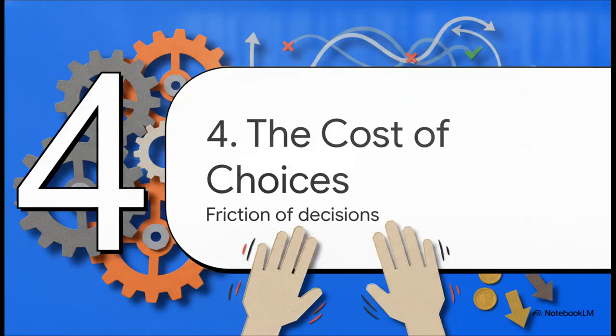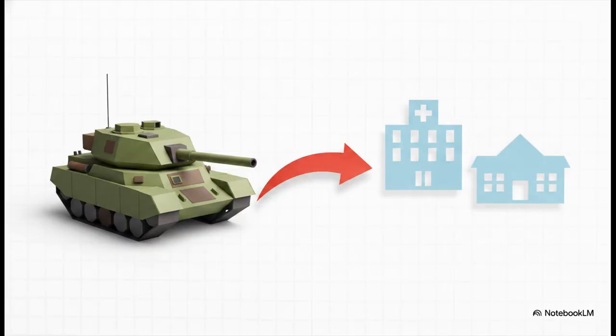Okay, Section 4, the cost of choices and the friction of decisions. Because of this inescapable scarcity, every single choice carries an opportunity cost. And that is simply the value of the next best alternative you absolutely must sacrifice when a choice is made. For instance, if a nation mobilizes for defense and starts building tanks, the true cost isn't just the monetary budget, it's the hospitals, the homes, and the schools that those exact same steel beams and laborers could have built instead.